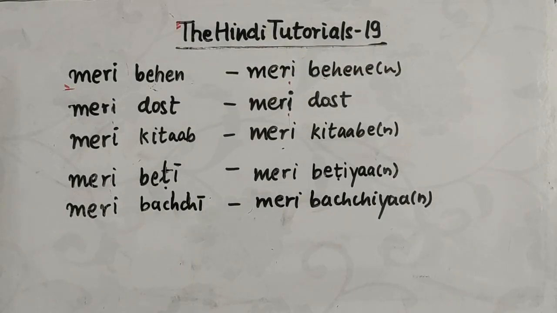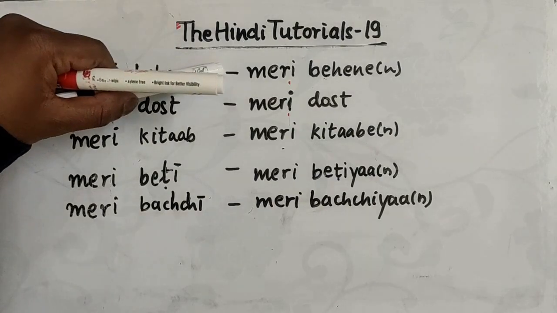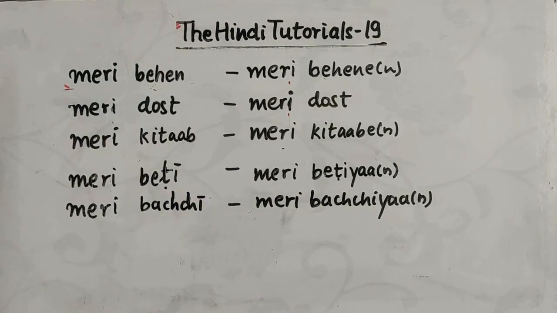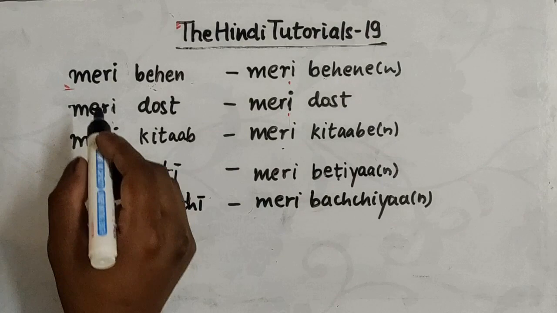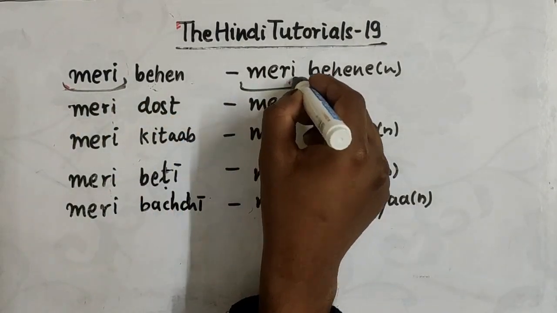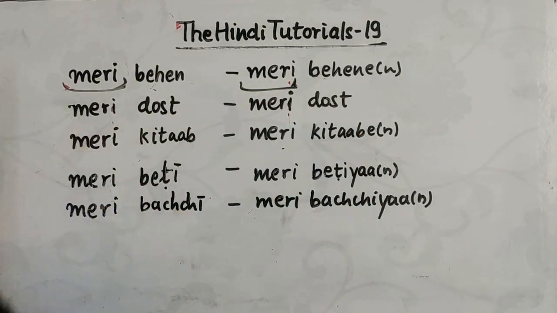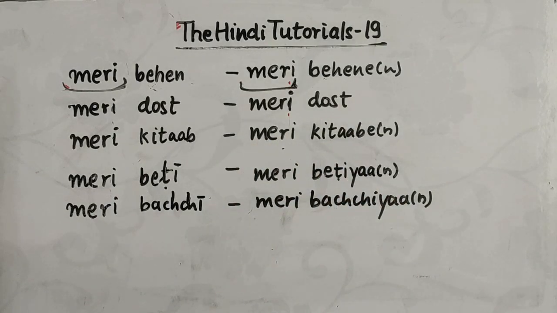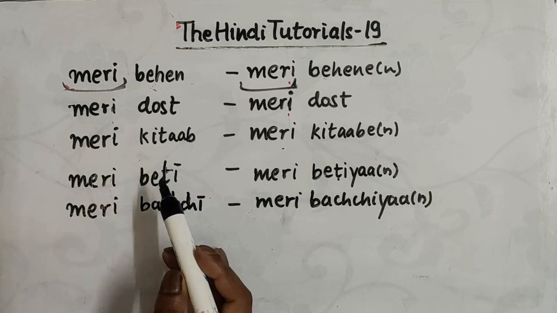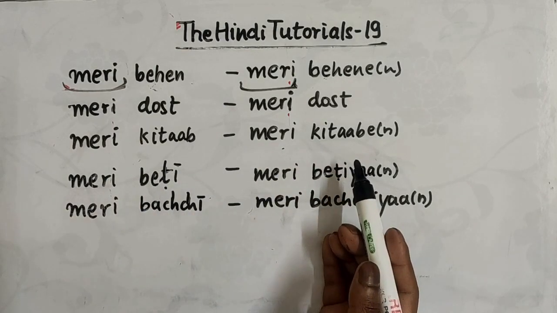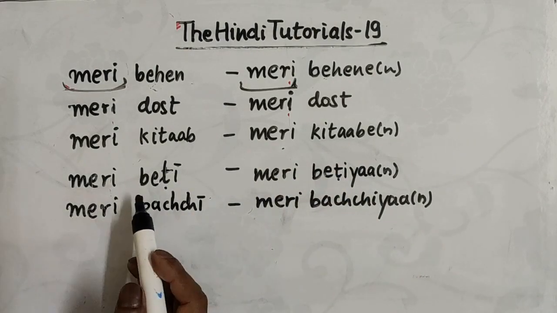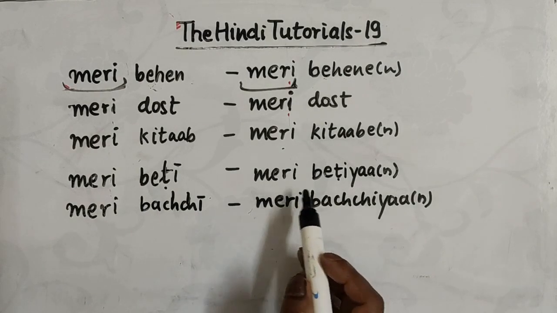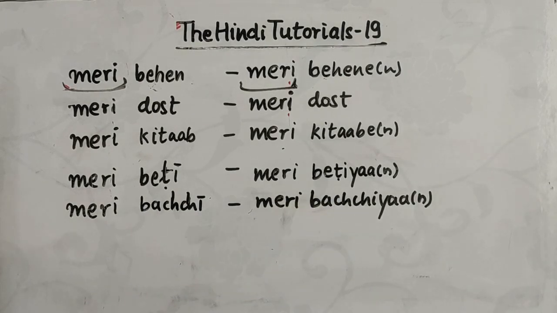Now here we see 5 examples of female words. मेरी बहन my sister, मेरी बहनें my sisters. The easy thing with females is that मेरी does not change. मेरी दोस्त my friend, a female friend. मेरी दोस्त my female friends. मेरी किताब my book, मेरी किताबें my books. मेरी बेटी my daughter, मेरी बेटियां my daughters.